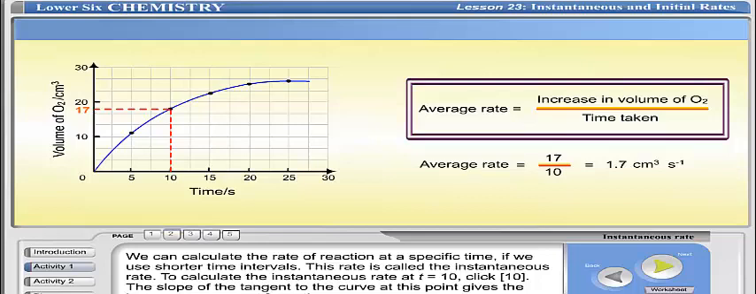We can calculate the rate of reaction at a specific time if we use shorter time intervals. This rate is called the instantaneous rate. To calculate the instantaneous rate at t equals 10, click 10. The slope of the tangent to the curve at this point gives the instantaneous rate of reaction.